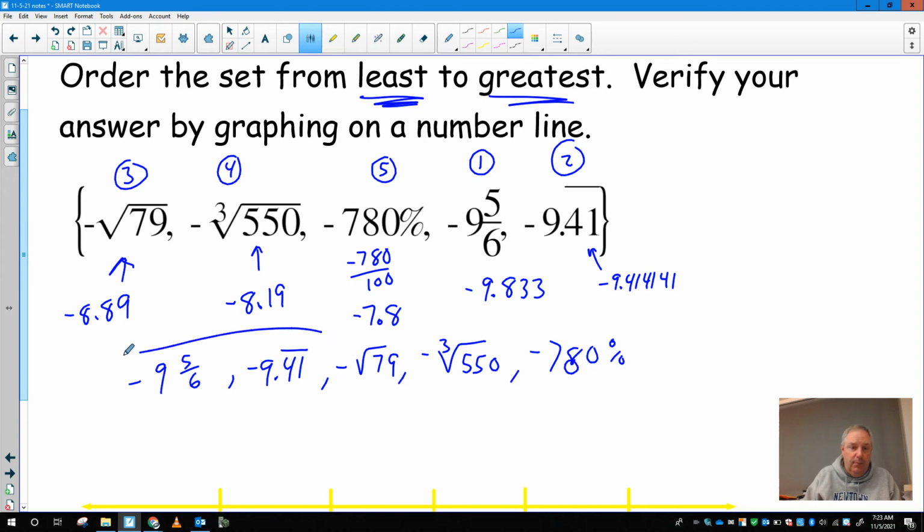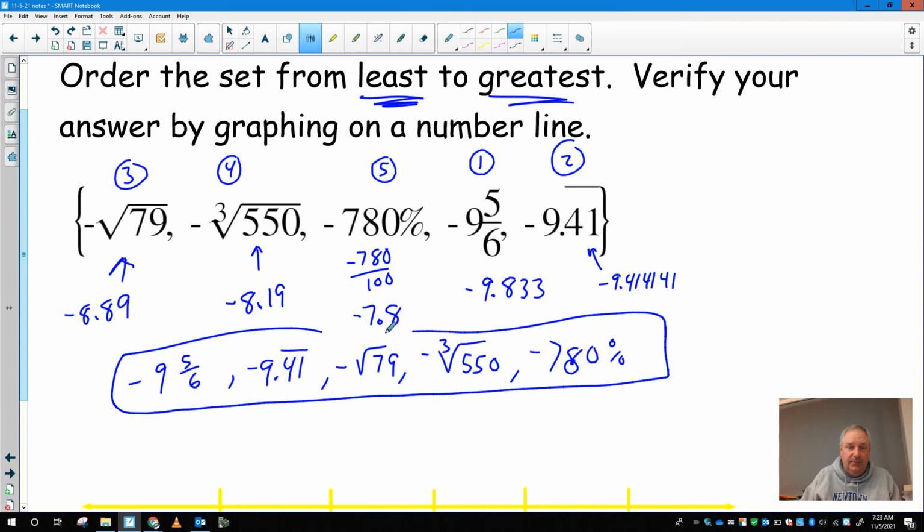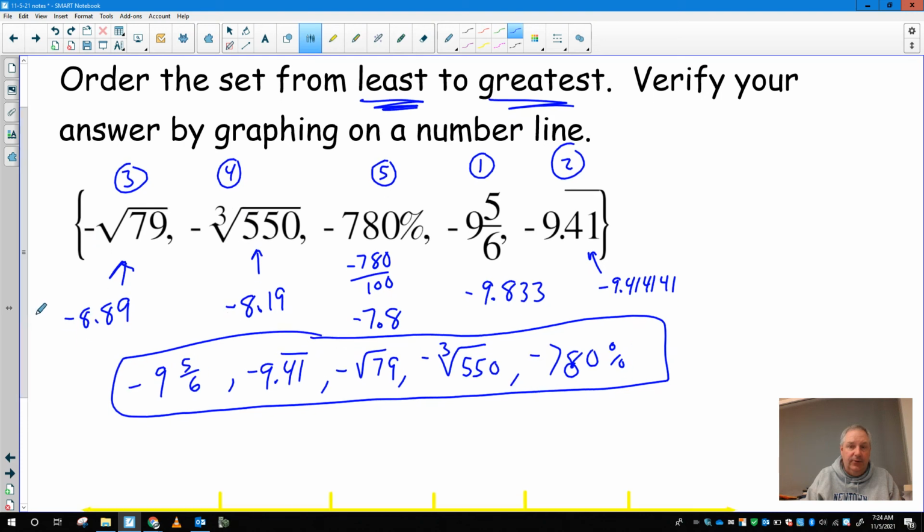So that's part of what we did. We did most of the work. So let's reread the directions. The directions say order the set from smallest to biggest. The easiest way, again, is to make them into decimals. So we just did that part. Now it says verify your answer by graphing on a number line. So now we just have to put these numbers on a number line.